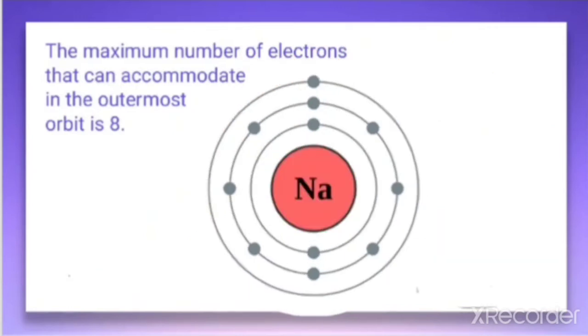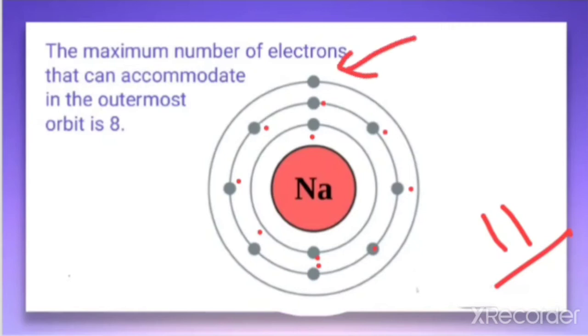In the case of sodium, the total number of electrons is 11. So from this, 2 electrons are there in the first shell and 8 electrons are there in the second shell. So how much is there in the third shell? Only a single electron is present in the third shell. Now, is it stable?